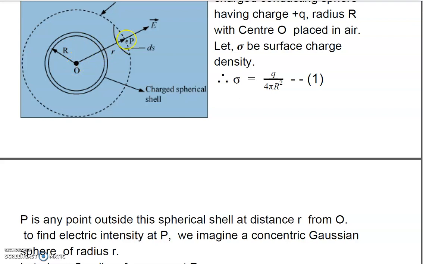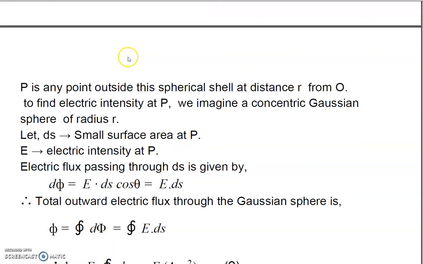So, naturally this point P would lie on that particular imaginary Gaussian sphere, and I would then consider a very small surface area ds at this point P. At every such point on the sphere, the electric field intensity will be in the normally outward direction, and your surface area vector ds at point P is also in the normally outward direction only, so vector E and vector ds are both in the same direction, so the angle between them is equal to 0.